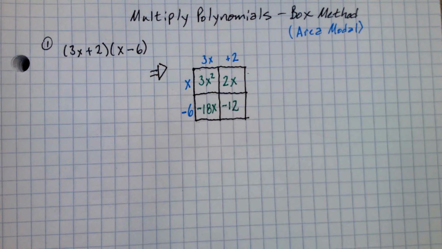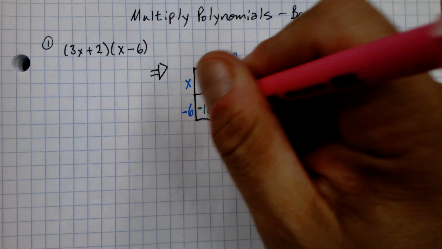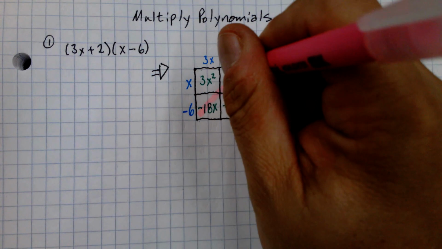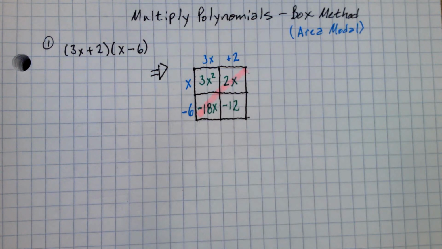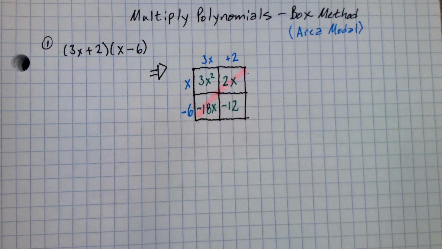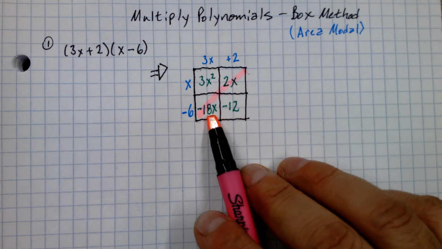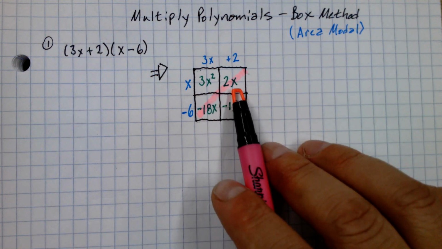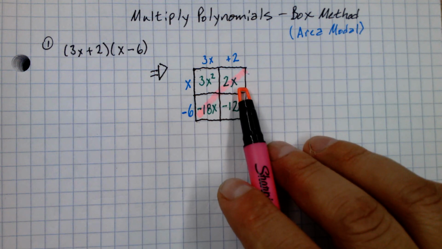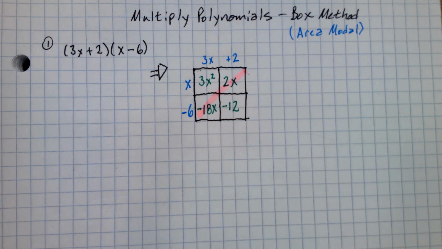Okay. And then if you did this correctly, you're always going to get this. Look at your diagonal terms here. The ones that go diagonally. Those are the only two that are diagonal. Do you notice I have negative 18x and 2x? They're like terms. That's pretty much going to happen if everything's done correctly. Okay? Most of the time. Let's say 90% of the time.